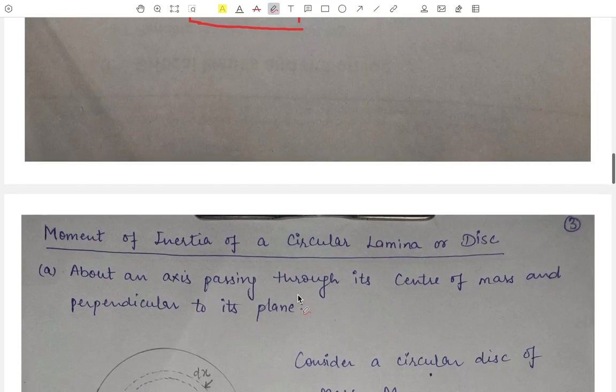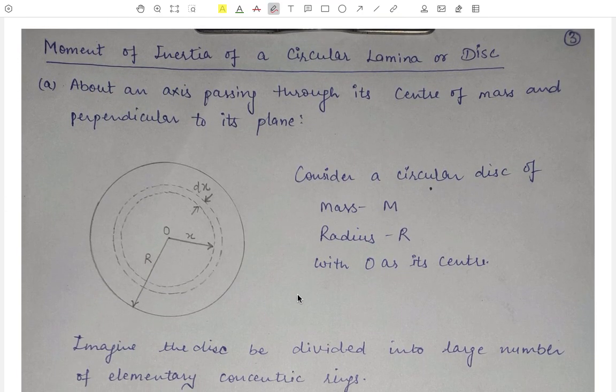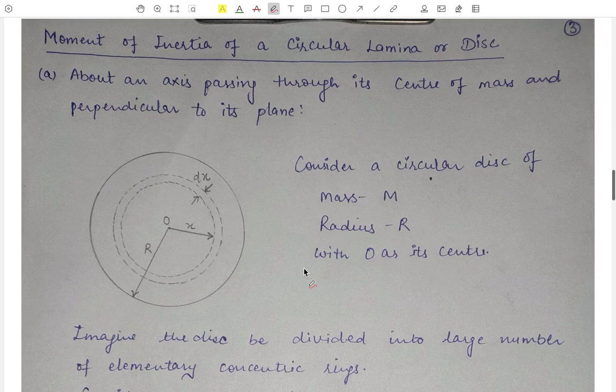Now, our next article is to find the moment of inertia of a circular lamina or a disc. A disc is a plate-type material, like a plate that we use in our kitchens. To find the moment of inertia of the disc, we have to decide the axis. So, our first case is to find the moment of inertia about an axis passing through its center of mass and perpendicular to its plane.